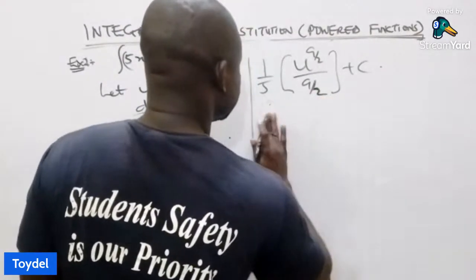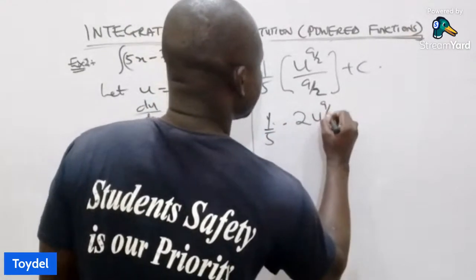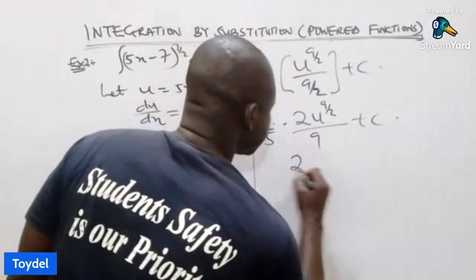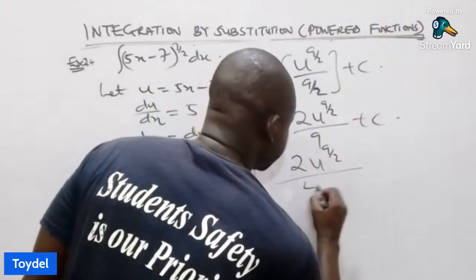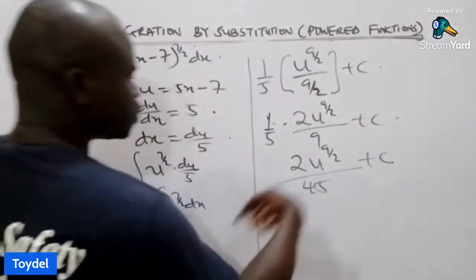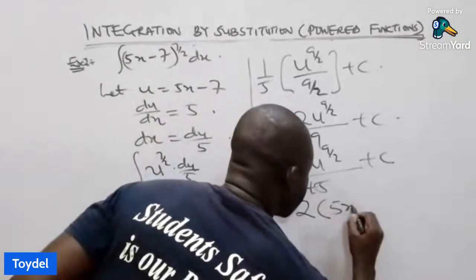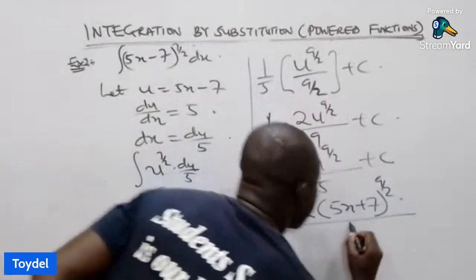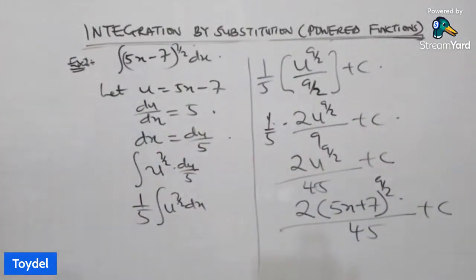Let me write this. I can have 1 all over 5 multiplied by 2u raised to 9 over 2 divided by 9, plus an arbitrary constant. If I multiply, I have 2u raised to 9 over 2, all over 5 times 9, which is 45, plus an arbitrary constant. So finally, what is u? u is 5x minus 7, everything raised to 9 over 2, all over 45, plus an arbitrary constant. And that is what we are expected to get.